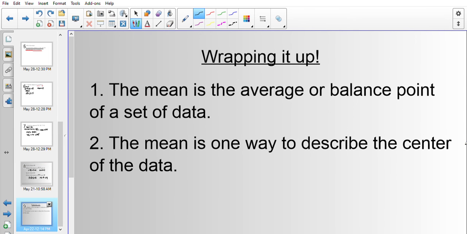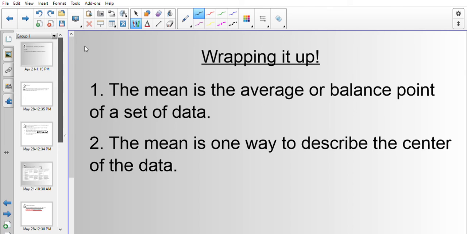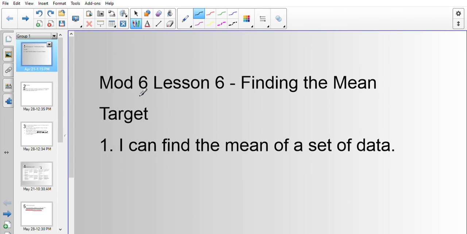Wrapping it up, the mean is the average or balance point of a set of data. And the mean is one way to describe the center of data. If we're talking about a center, we're talking about the mean or the average. And what I showed you today is how to find that mean or average. Remember, this was lesson 6, finding the mean, and our target today was I can find the mean of a set of data, which I think we did quite well.